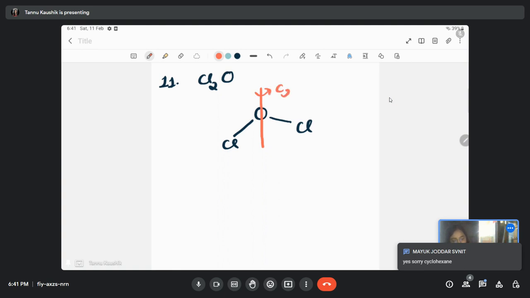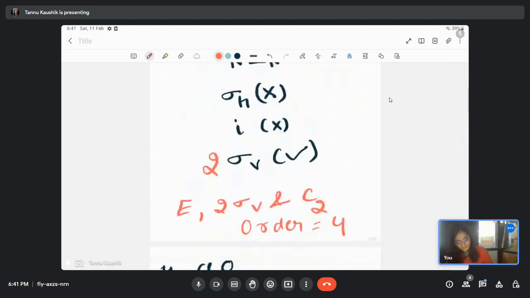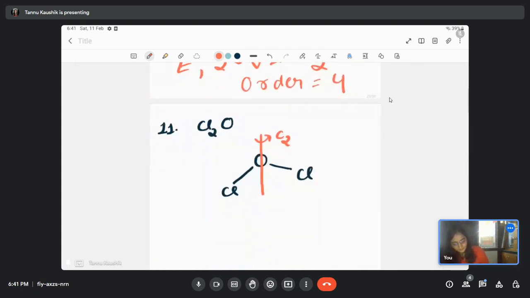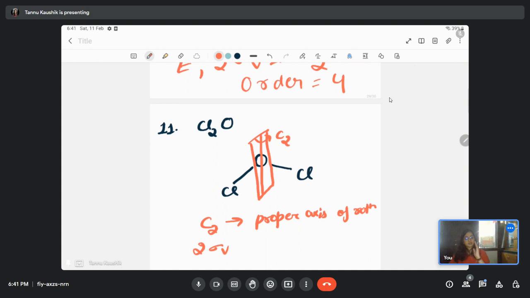So here we have a C2 axis of symmetry, and two sigma v planes. One is passing like this, cutting this oxygen atom into half and bisecting it, giving these two chlorine atoms opposite to each other. And one is the molecular plane.